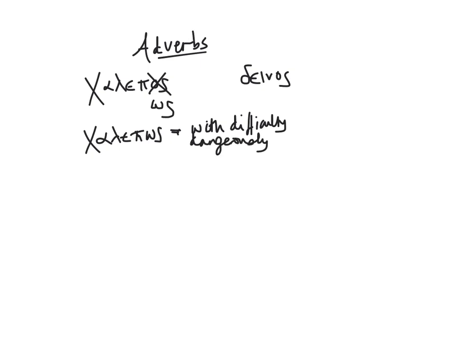Now you have a go. Deinos, you know, is the adjective meaning terrible or strange. Can you make the Greek for terribly or strangely? Here is the answer. It just remains for us now to practice some of those in sentences.